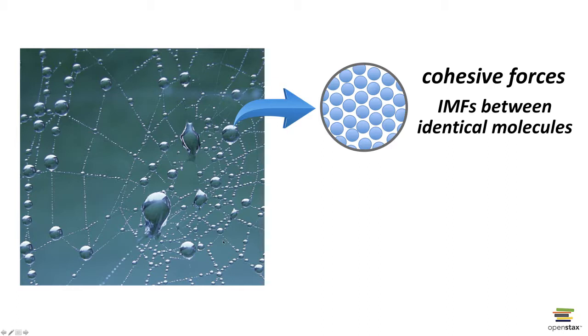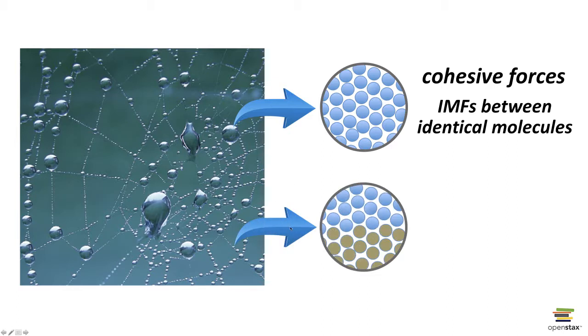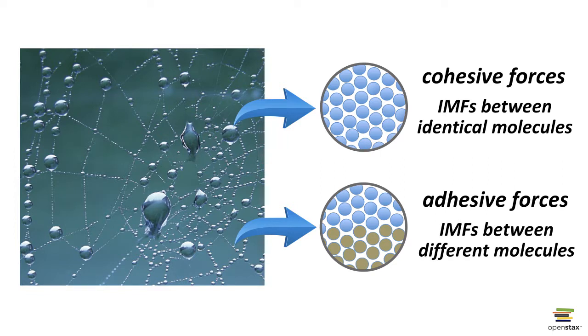Now, at the interface between a strand of spiderweb and a water droplet, there are attractive forces that make the water droplet cling to the spiderweb. These are called adhesive forces, which are intermolecular forces between different molecules. So these adhesive forces are between molecules on the spider web and molecules of water.